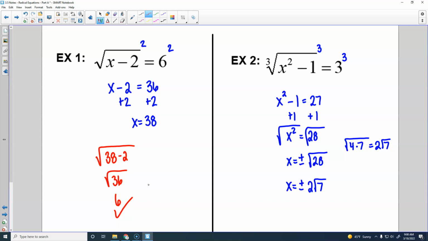Especially on these easier ones, I can't remember if I gave you one where there is an extraneous solution. I know we'll have some when we get to the more difficult questions. But let me just really quickly show you why we have to check.